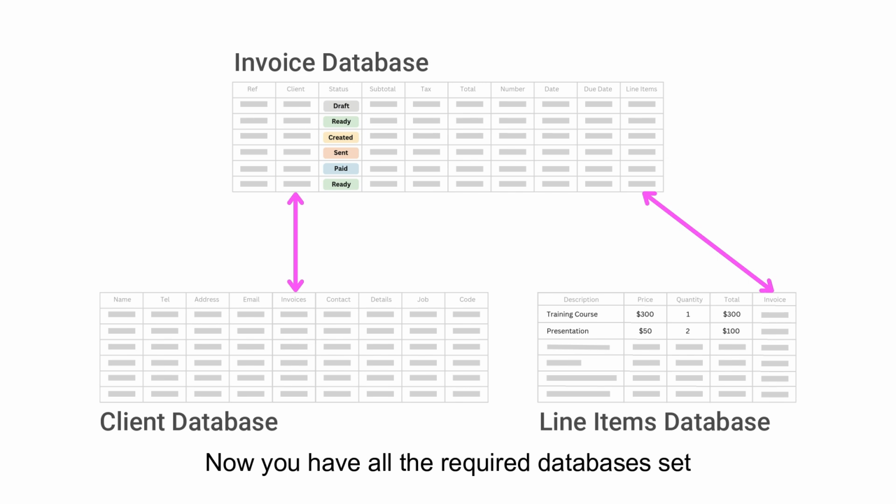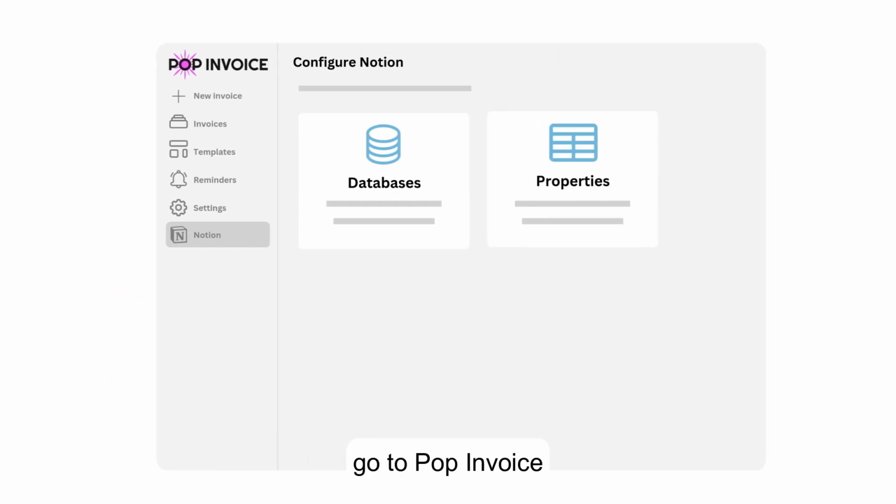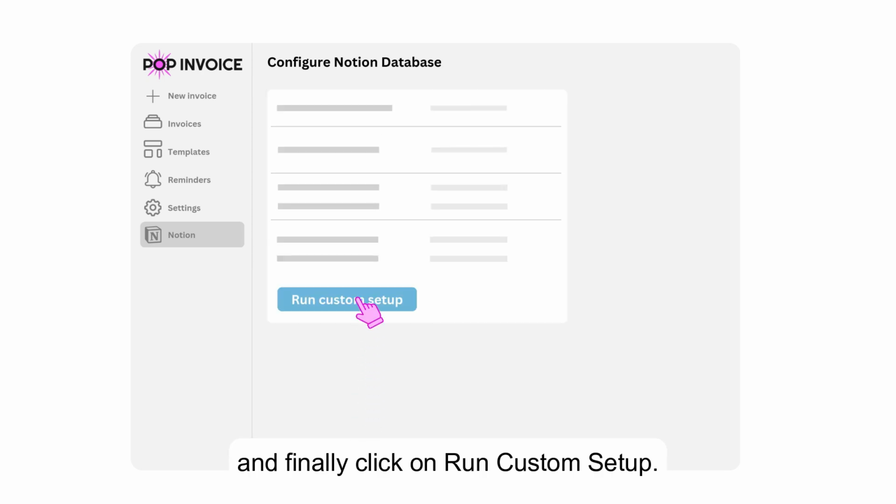Now you have all the required databases set up in Notion, let's go through how to connect Pop Invoice to your Notion setup. First, you need to point Pop Invoice to your Notion databases. To do this, go to Pop Invoice and click on the Notion menu option on the left-hand side. Then click on the Databases button, and finally click on Run Custom Setup.